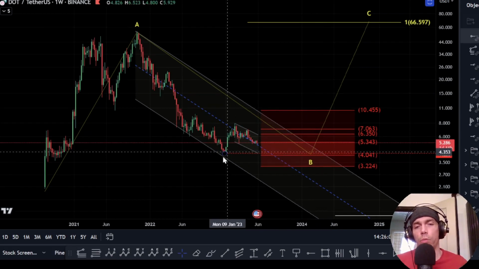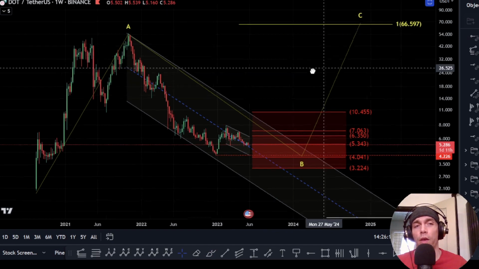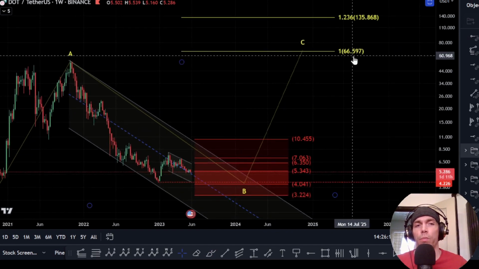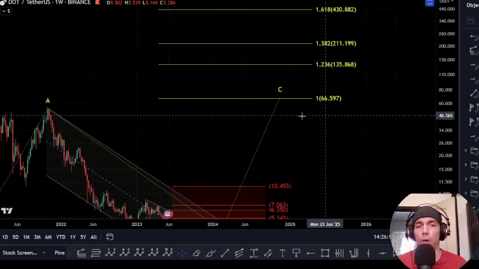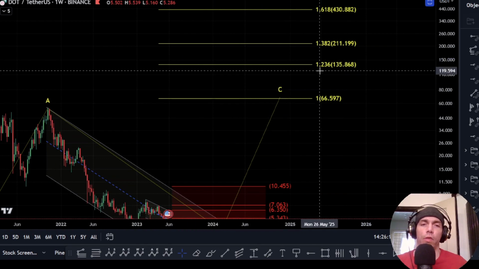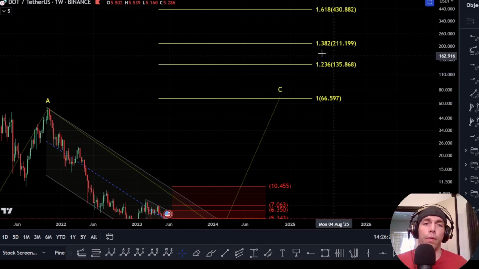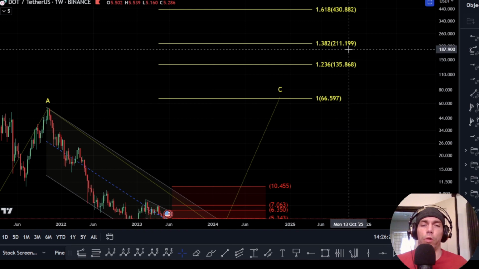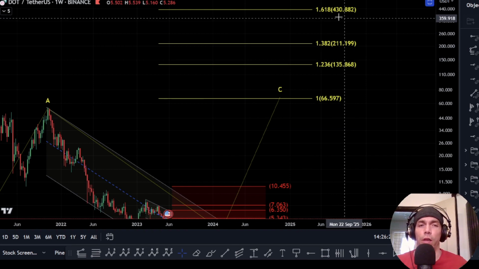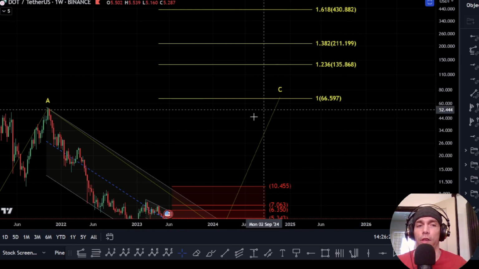There is potential we could look to turn around from this point, and what we'd be looking for is a 1-to-1 up towards 66.59. Now there are extensions up here, which could be this 1.236 towards this 135, this 1.382 towards this 211, and then this 1.618 up here towards this 430 level.